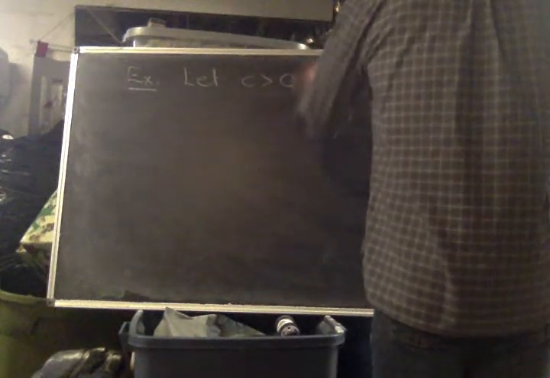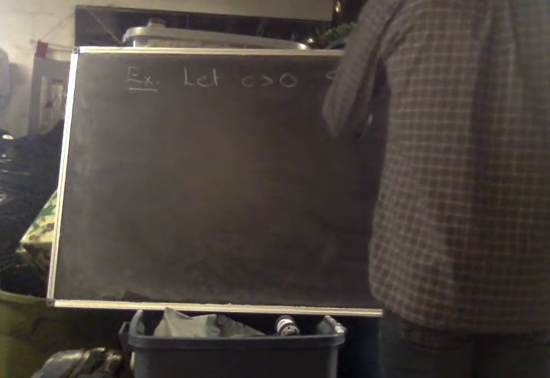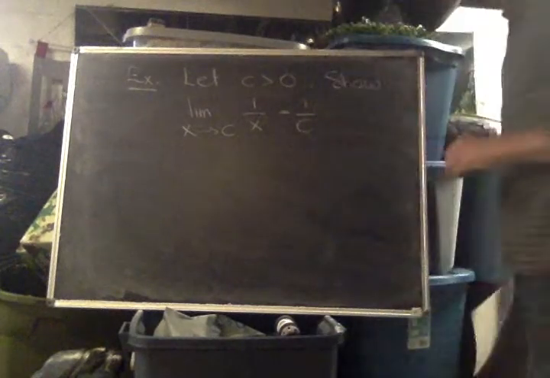So the next example that we're going to take care of is the following. Let c be bigger than 0, and then what we're going to do is show that the limit as x approaches c of 1 over x is equal to 1 over c. Okay?